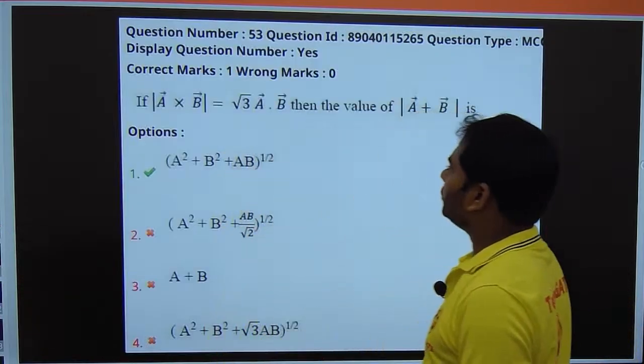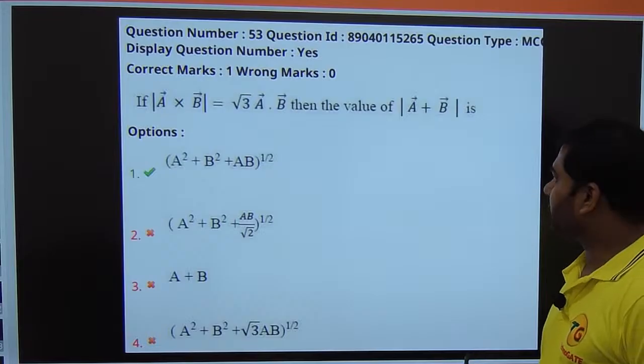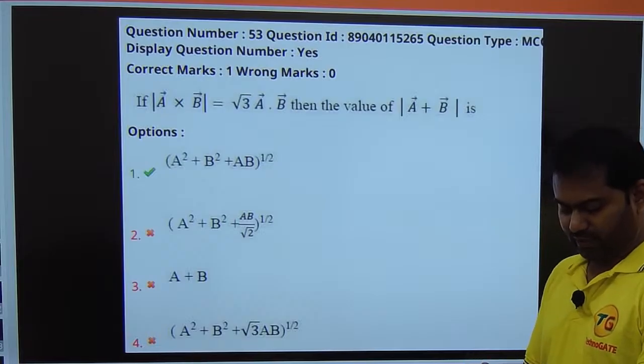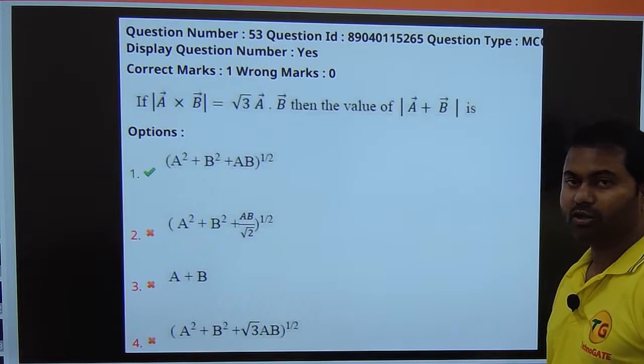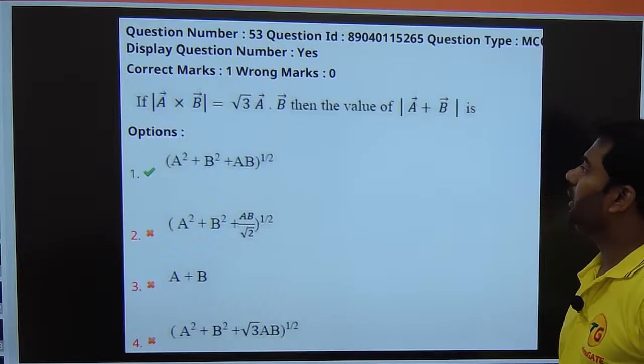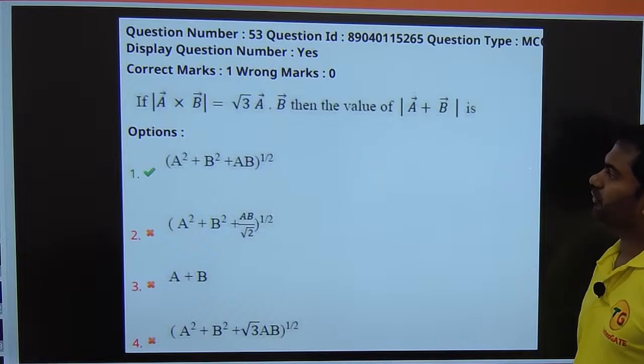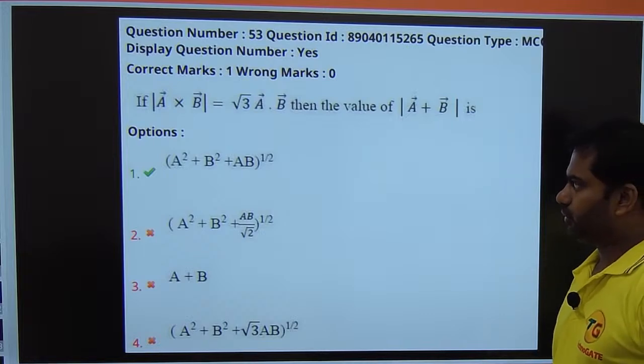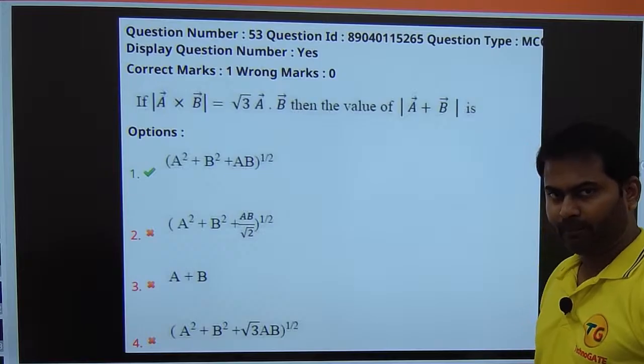Fine. Now the next one. So next question is from vectors. We can see here it is given that if modulus of a cross b is equal to root 3 of a dot b, then the value of modulus of a plus b is how much? So this is a little bit mathematical. Let's solve it.